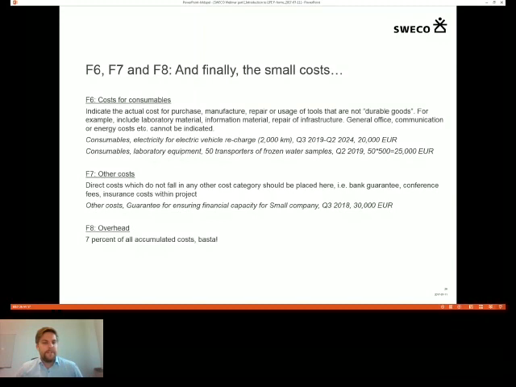Other costs, this is basically a trash can when you don't feel that you can put it anywhere else. This would be the place. The most important is, of course, the bank guarantee for private organizations. The fees for that should be included here. You can see I put it as other cost: guarantee for ensuring financial capacity of small company. Comes in Q3 2018, right after the grant agreement. And in Sweden, I know that costs around 30,000 euros. But it can also be conference fees or insurances that are directly related to the project.